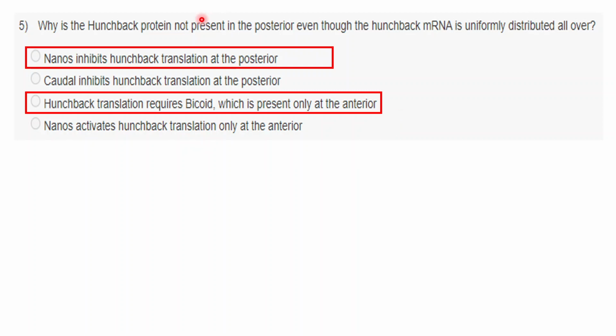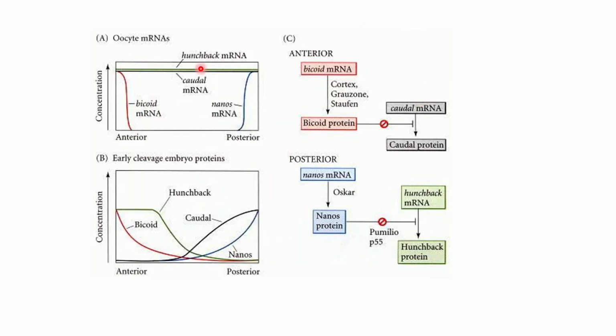If you see, hunchback mRNA is present all over the embryo, but since we have anteriorly expressing bicoid, bicoid can now sit on modular enhancers of the hunchback gene and turn on, and bicoid can promote the translation of hunchback, and Nanos inhibits hunchback translation. That is definitely correct. So again here we encountered this graph before.